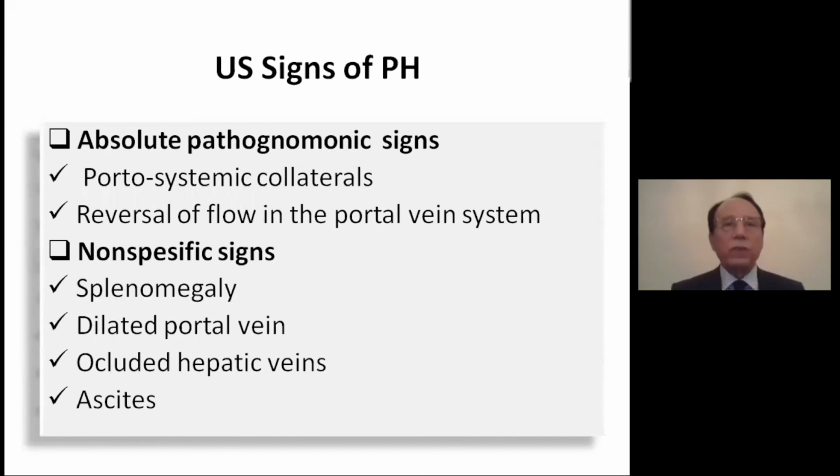There are two signs which are 100% pathognomonic for the diagnosis of portal hypertension. The first one, portosystemic collaterals, such as paraumbilical vein, splenorenal collaterals, coronary vein, and others. And the second sign is reversal of flow in the portal vein system. Splenomegaly is commonly associated with portal hypertension, but is not specific. Also, portal vein dilatation higher than 13 millimeters in diameter, ascites, and occluded hepatic veins are less pathognomonic signs of portal hypertension shown by ultrasound.